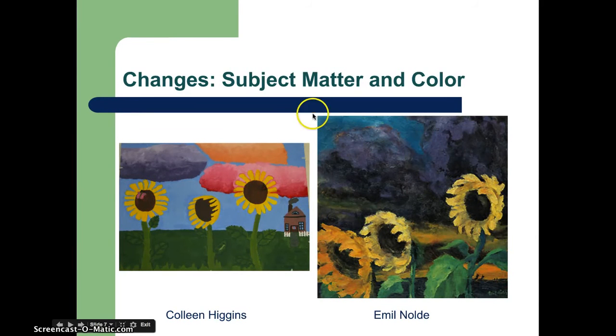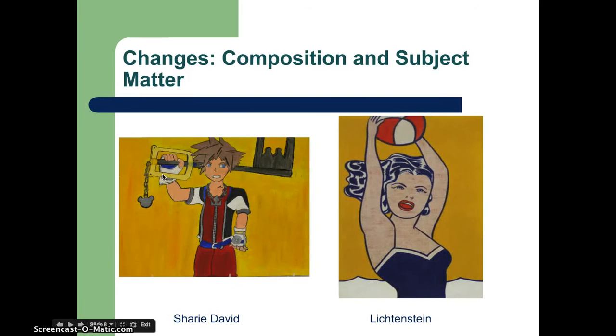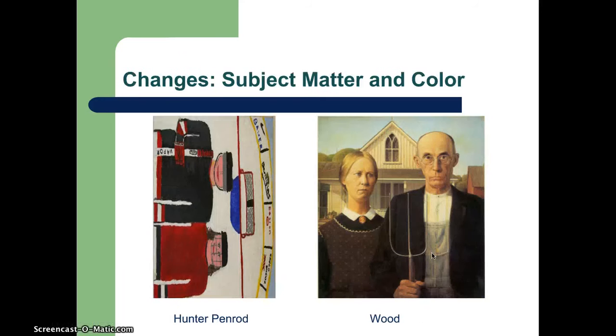This person changed the subject matter and color. Those two kind of went together because she turned a stormy day into a sunny day. This person changed the composition and the subject matter. She was really obsessed with Kingdom Hearts. So instead of doing a vertical composition, she decided to do a horizontal composition, but she kept that same background, and she did a Kingdom Hearts character instead of the comic book character that the original artist did.